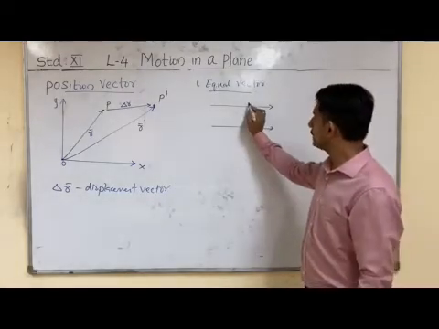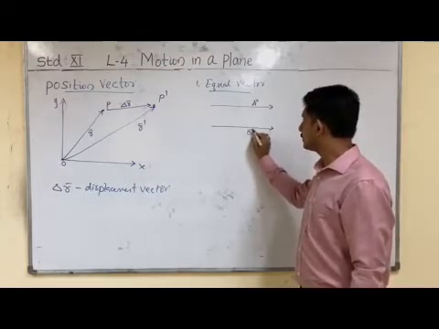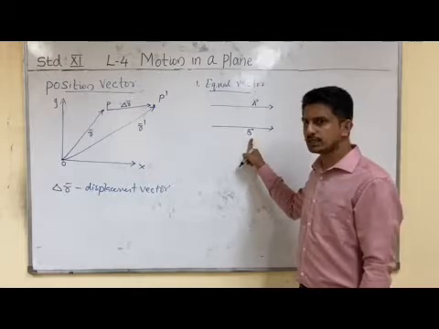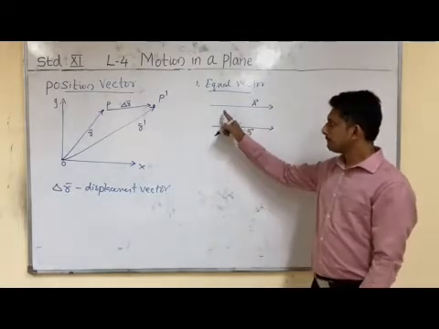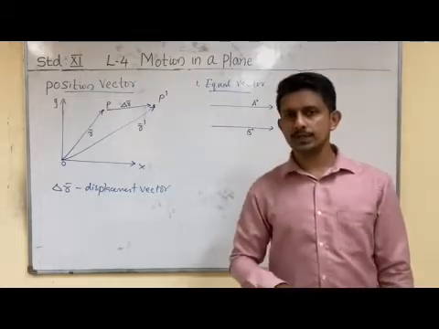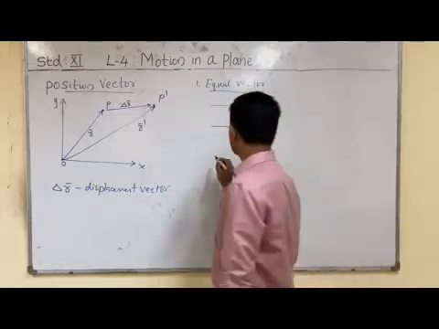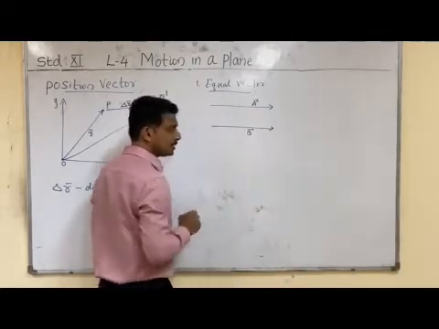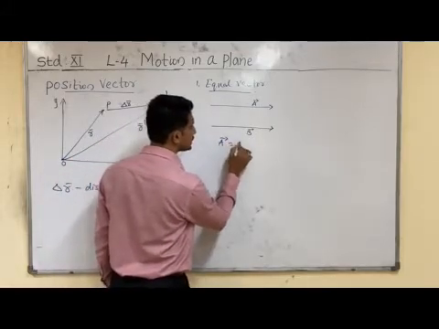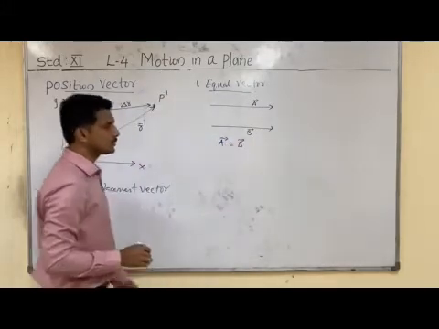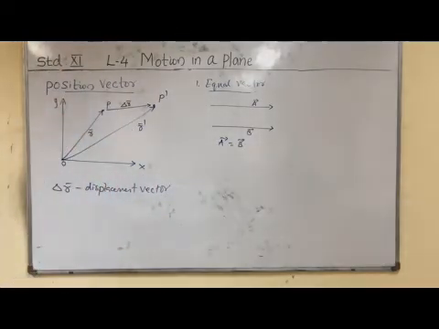For example, here I represented two vectors, vector A and vector B. This is the way we represent a vector, using this symbol. If they are equal, then the direction as well as their magnitude are the same. So we can say vector A is equal to vector B. Such types of vectors are known as equal vectors.